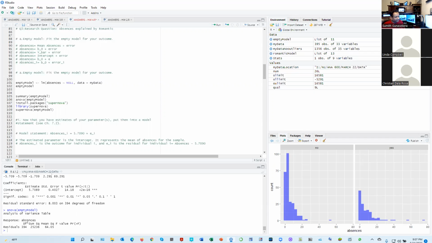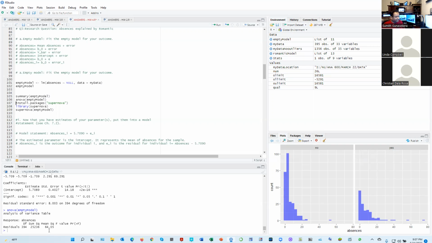So you know the degrees of freedom, why is it 394? N minus the number of parameters. How many parameters in this one? B naught only. See, B naught is my parameter, beta naught. So we have 395 minus 1. See, this one is 25,236. You're going to divide this number by this number to get the mean square.